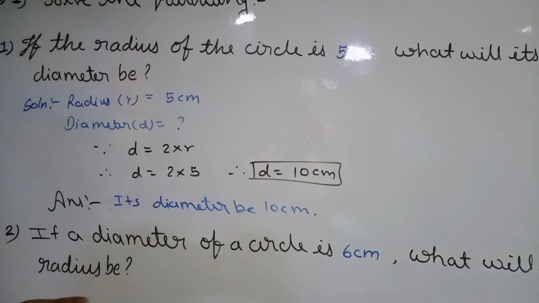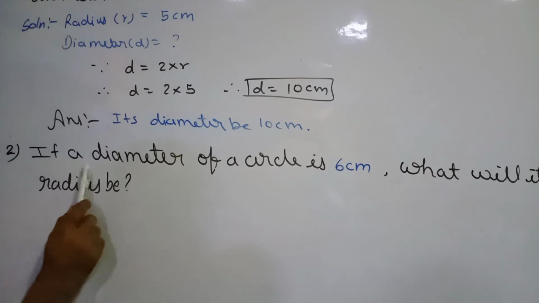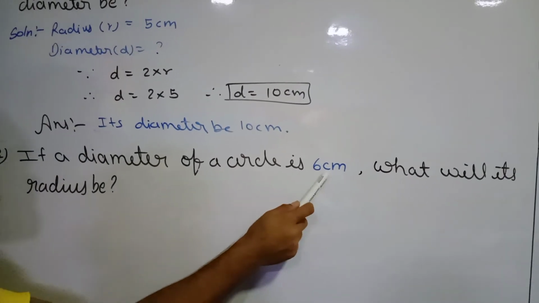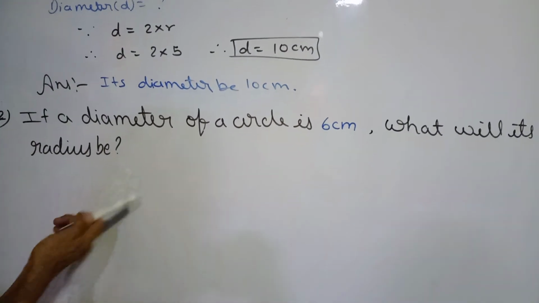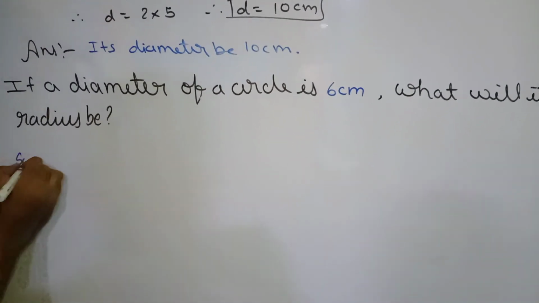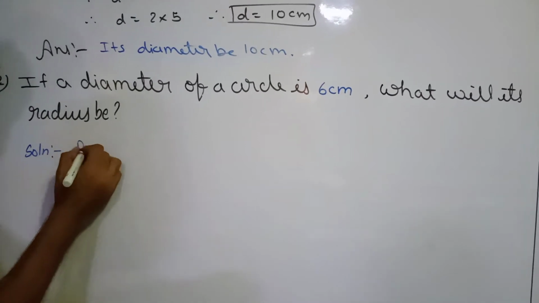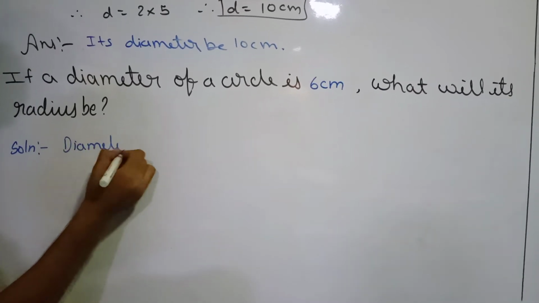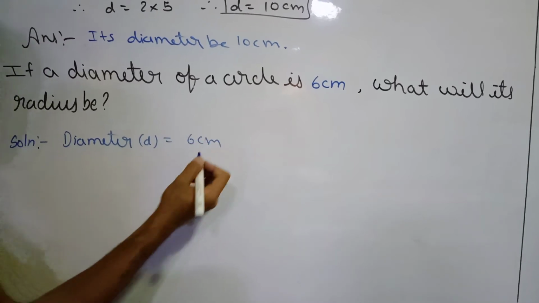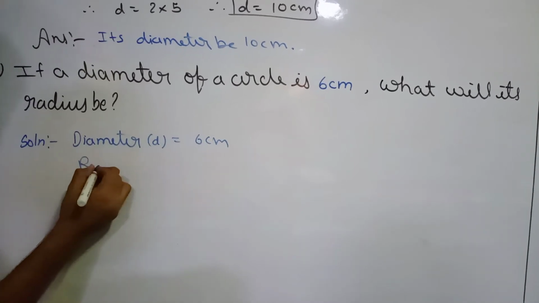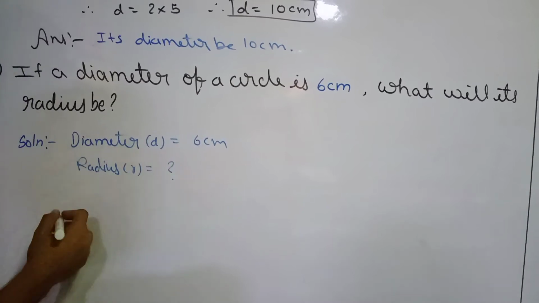Now come to sum number 2. In the second sum we have, if a diameter of a circle is given 6 centimeter, what will its radius be? So the same way, let's start. First write it down. That is the diameter, denoted by D is equal to 6 centimeter. What we want to find out is the radius. R is equal to question mark.